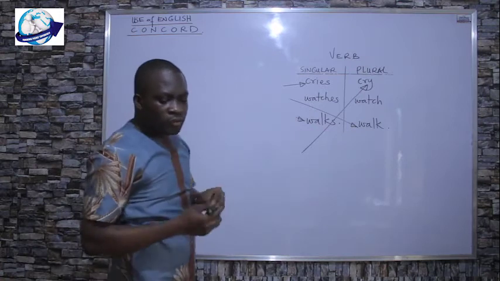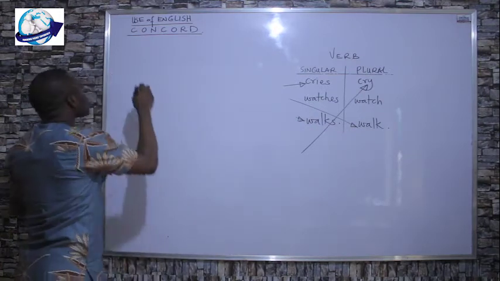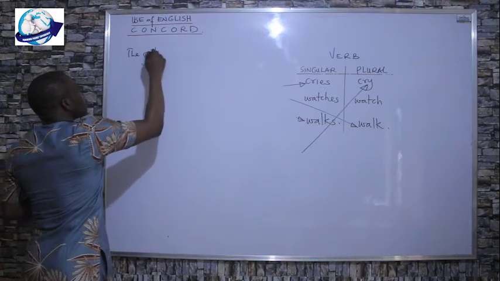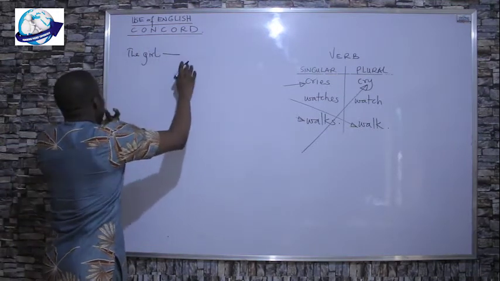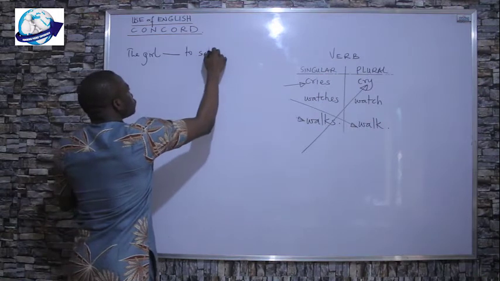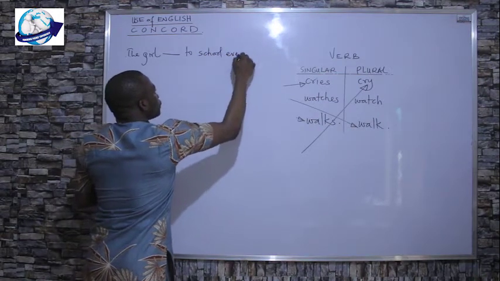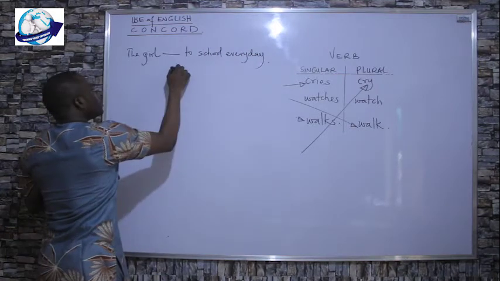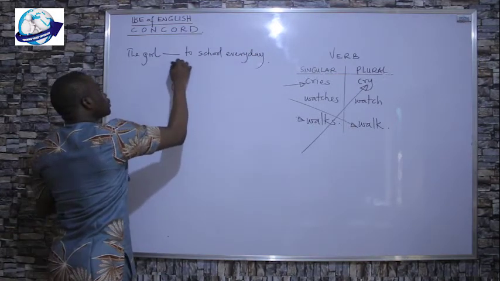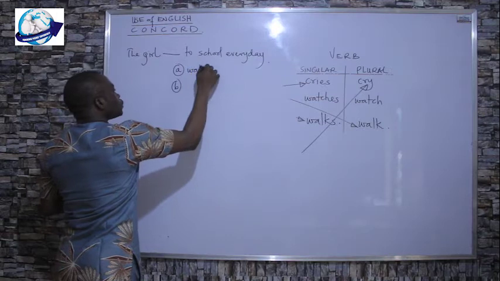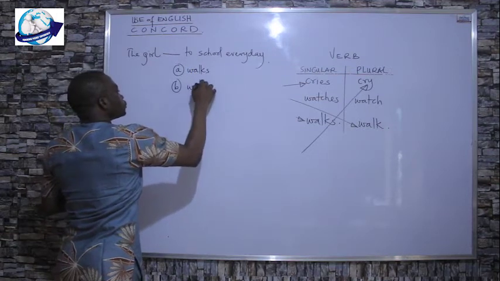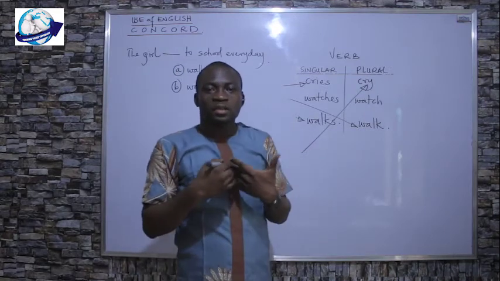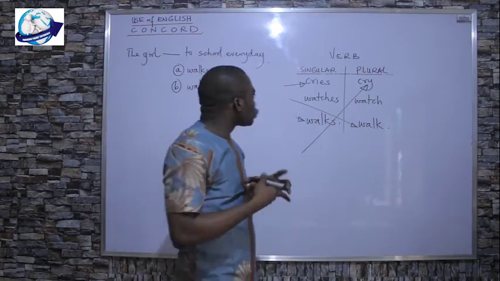So now, if I have this: The girl dash to school every day, and you are in an examination condition. You have two options to take. You don't need a prophet to tell you. From what I just showed you, the answer comes out immediately. So what do you say?